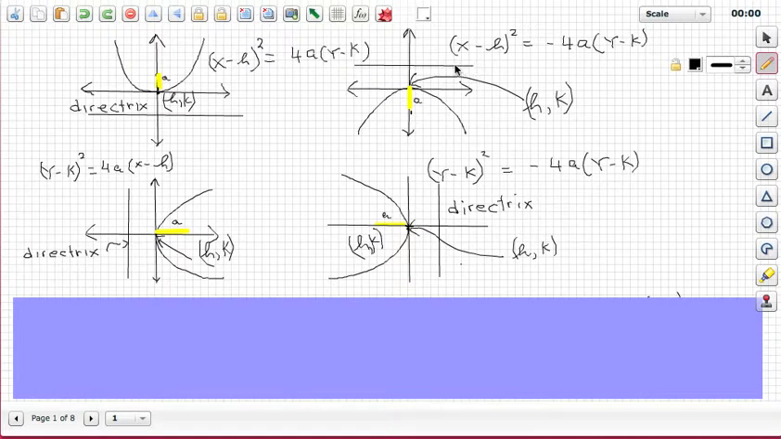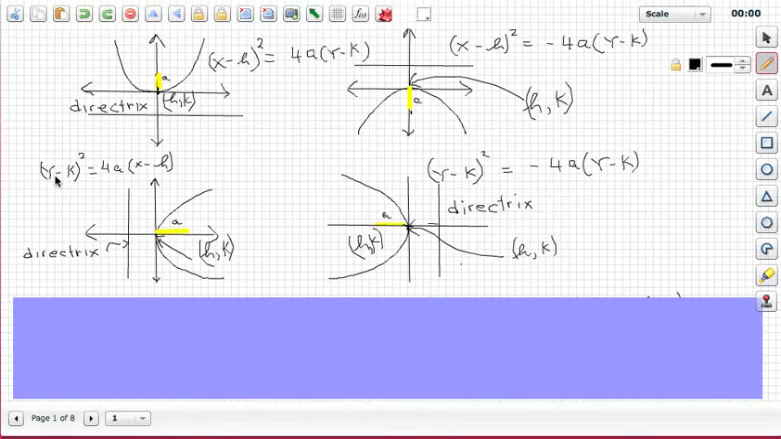Here the directrix is on the other side of the vertex. The focal point is always inside the parabola, and this is the distance between the vertex and the focal point, which is the value of a. And this distance from the directrix line to the vertex is also a. Notice that the directrix is parallel to the y-axis for the right and left facing parabolas. The focal point, again, is always inside the parabola. And the distance from the vertex to the focal point is a. Distance from the directrix line to the vertex is also a.